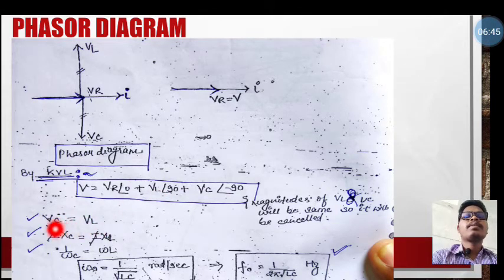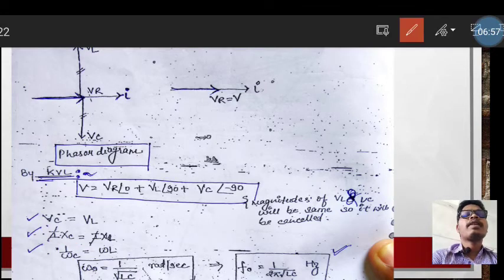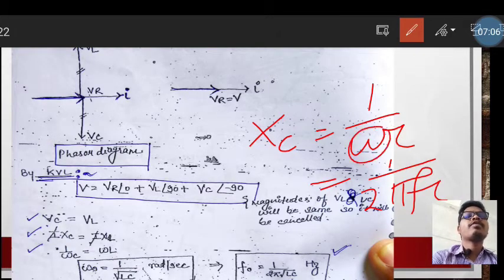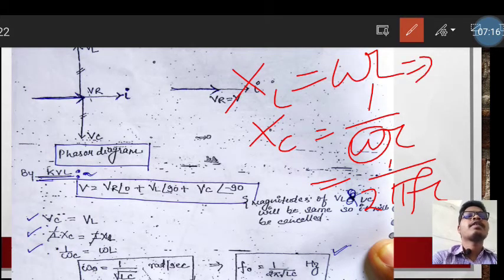So what is VC? VC is equal to I into the capacitive reactance, and VL is equal to I into the inductive reactance. So I into XC. What is XC? XC is 1 by omega C, we have already known the formula. XC is equal to 1 divided by omega C, or 1 divided by 2 pi FC, where omega is equal to 2 pi F. And XL is equal to what? Omega L, that is 2 pi FL.